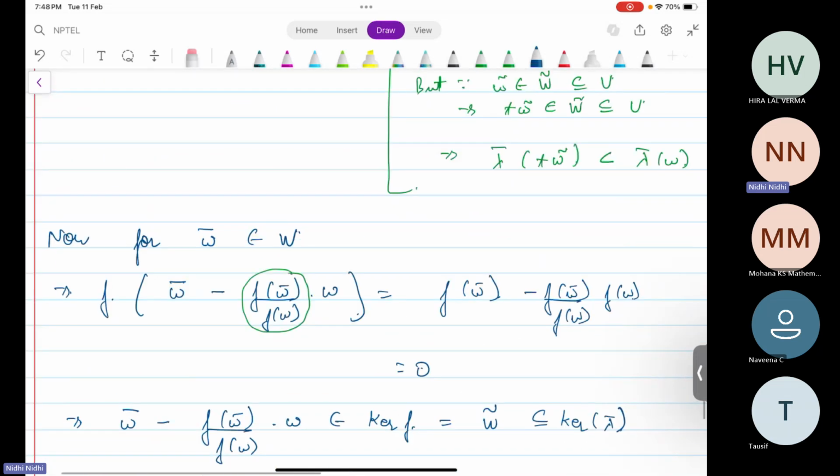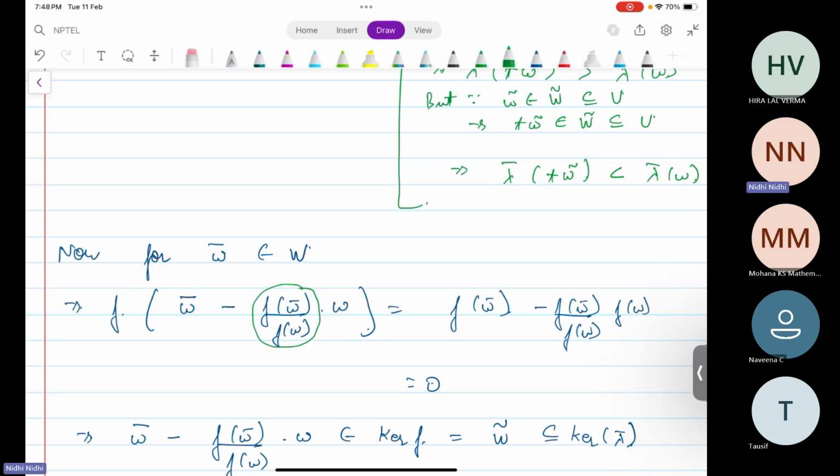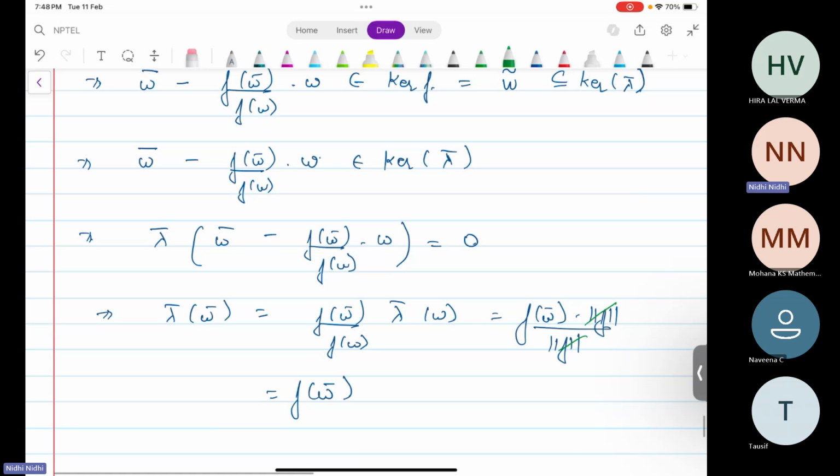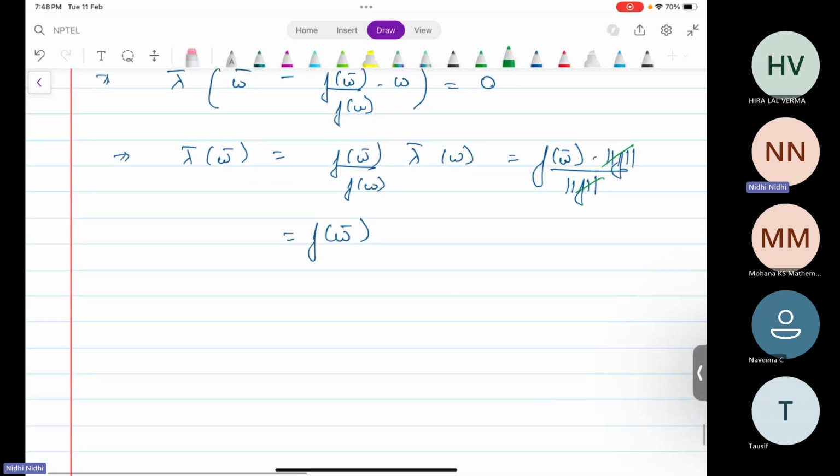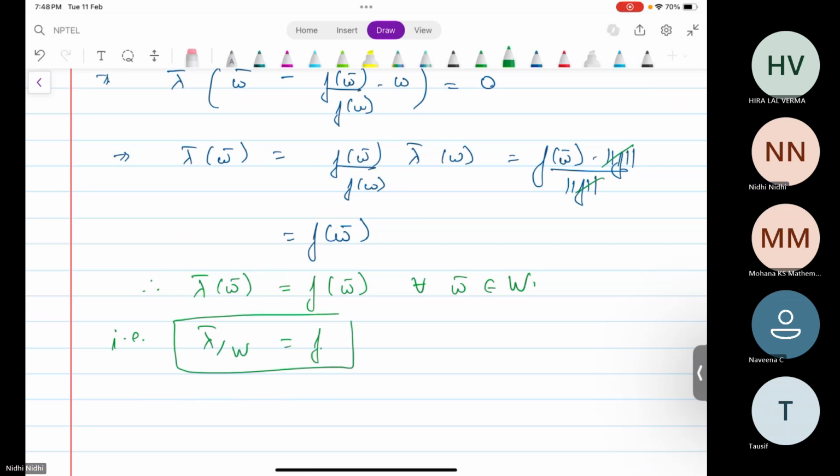Now we had taken w bar, an element of W arbitrarily, and we got, therefore, lambda bar w bar is equal to f w bar for every w bar in W. That means lambda bar restricted to W is equal to f. This is what we wanted. We wanted to show that this lambda bar is the extension of f. So its restriction over W is equal to f.